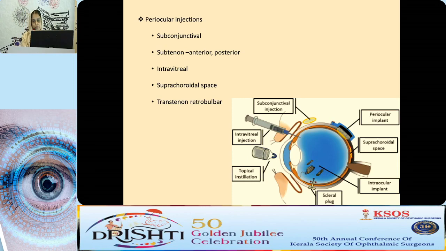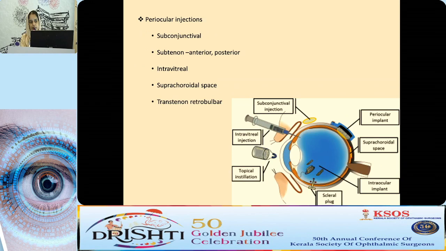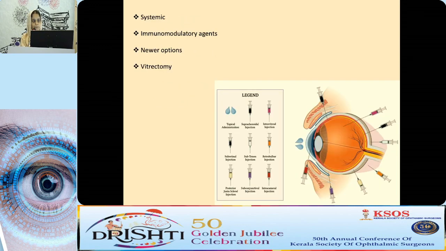There are multiple treatment options other than topical medication for uveitis. This includes periocular injections, systemic treatment, immune modulatory agents, newer options, and vitrectomy. The periocular injections include subconjunctival injections, subtenon injection, intravitreal, suprachoroidal space injections, and transtunnel retrobulbar injections.